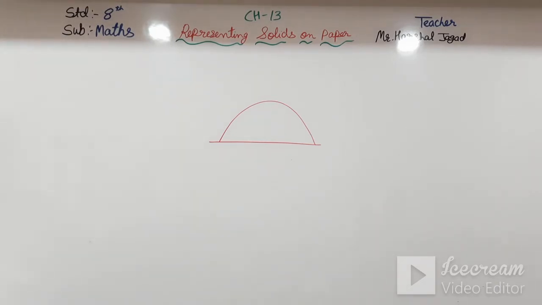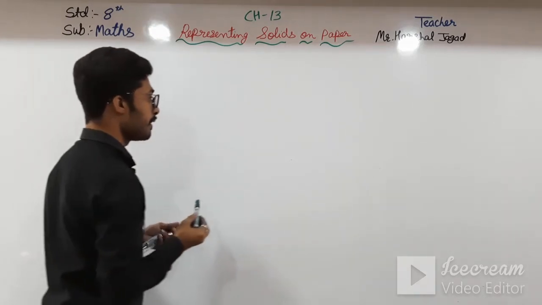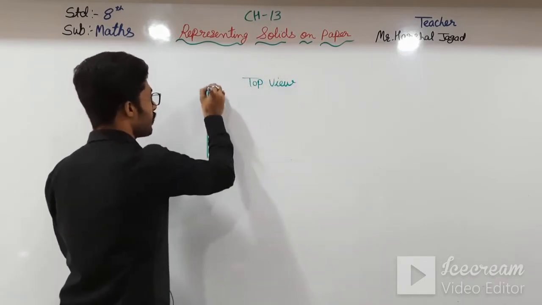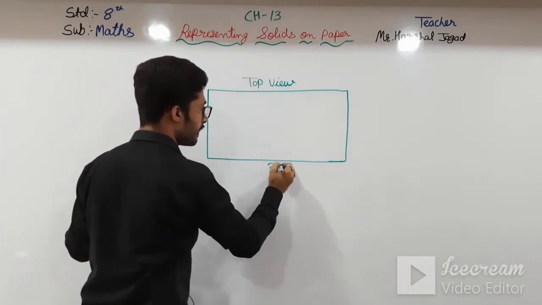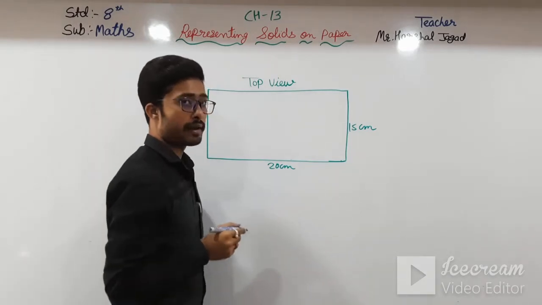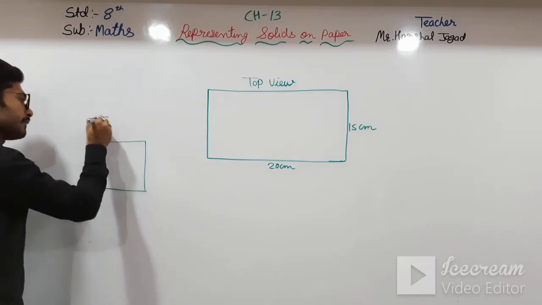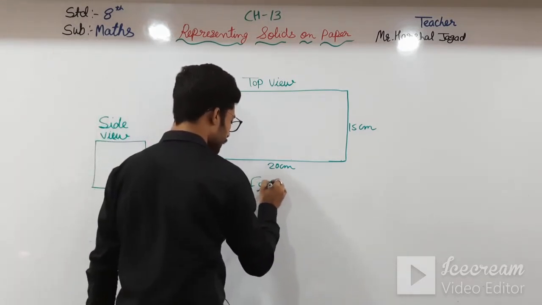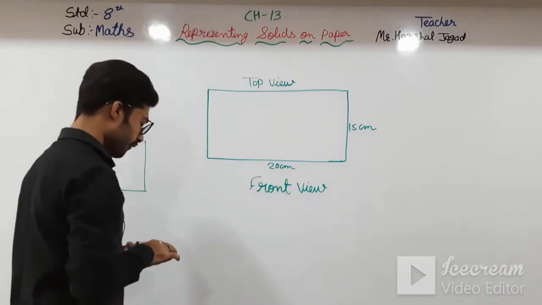Three views are given. Okay students, see here, I am drawing what a carpenter needs if he has to make a box. This is the top view which I am drawing. From the top it will look like this. Say this is 20 cm, and this is 15 cm. Okay students, and the side view: what is the side view? It will be over here. So you will see the side view like this. Okay, and the front view: what will you see in the front? You will see the front like this only.